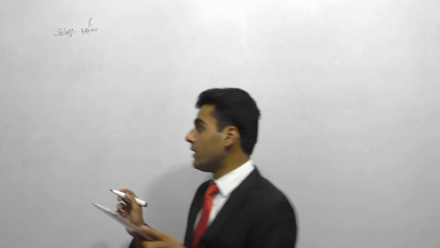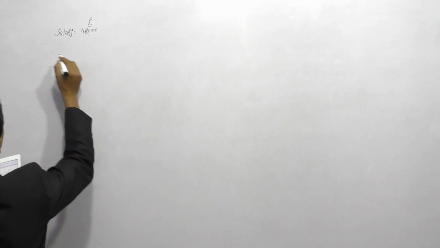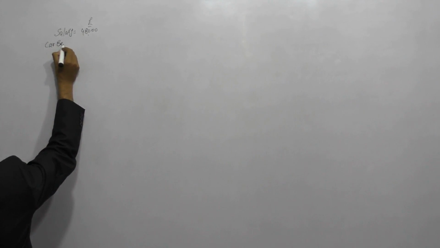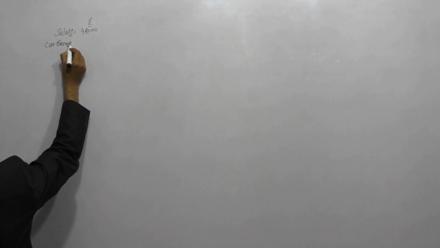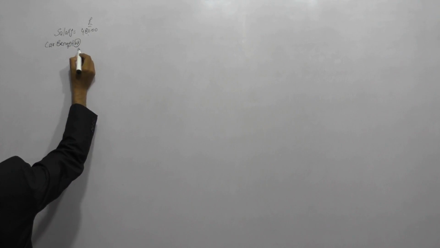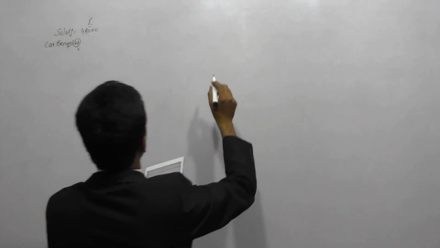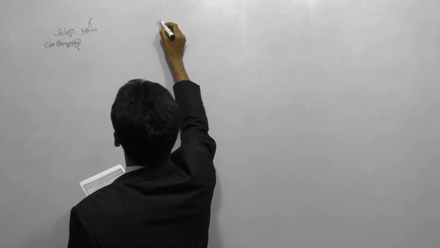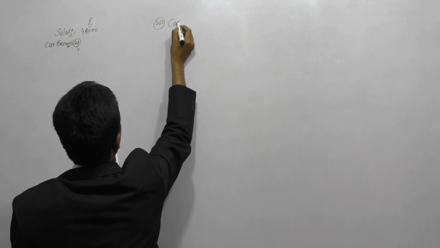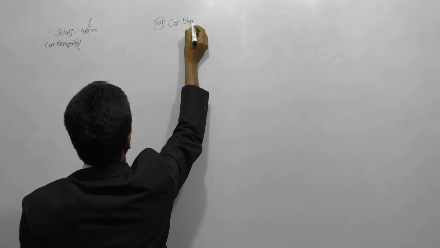Now let's go ahead and calculate the benefit of the car. So next thing we add here is a car benefit, and it is working number 1. Now working number 1, we shall start here. That is working 1, and it is car benefit.